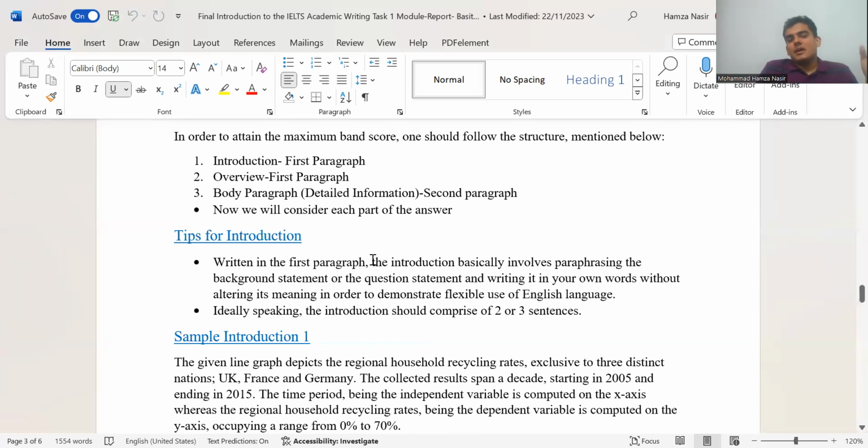So first of all, in the first paragraph, the introduction basically involves paraphrasing the background question statement and writing it in your own words without altering its meaning, in order to showcase or demonstrate flexible use of the English language. And ideally speaking, the introduction should comprise 2 or 3 sentences, okay?